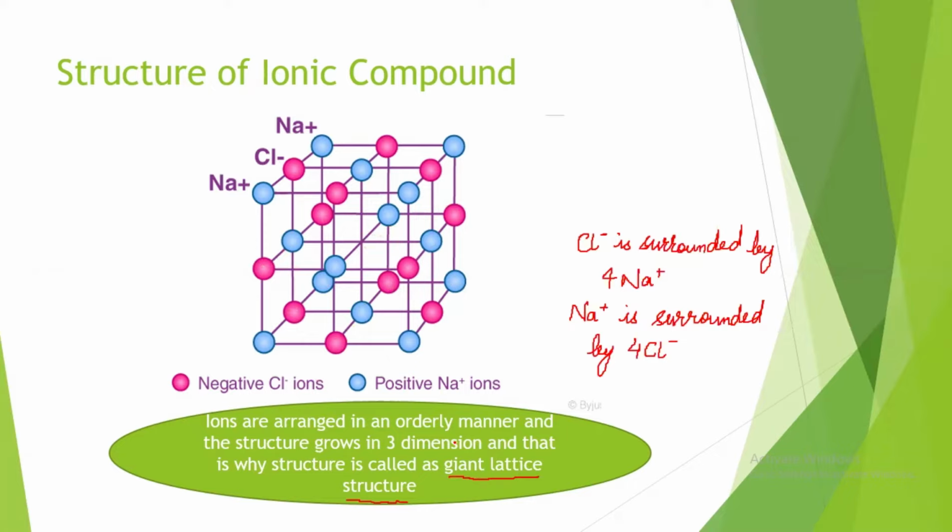That is why we call this structure a giant lattice structure. As we know, their formula could become Na4Cl4, because each chlorine is surrounded by 4 sodium ions and each sodium ion is surrounded by 4 chlorine ions. So they would be cancelled out and the formula would become NaCl. So let's move further.